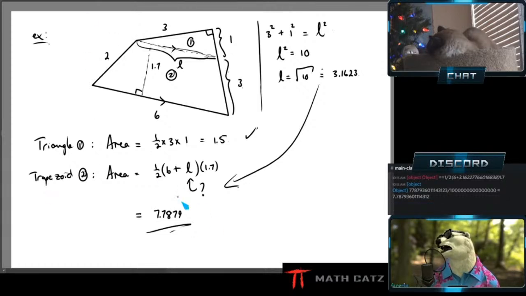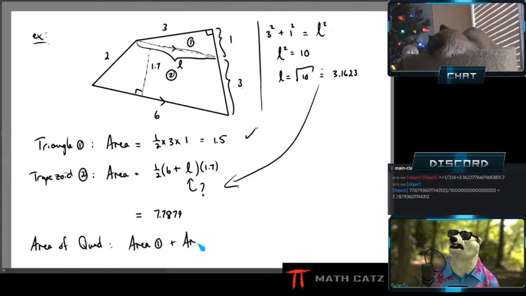Now that my line here was a little premature, wasn't it? Yeah, I got a little excited. Sorry. That's the trapezoid here, right? Number 2. The area of the quadrilateral is area 1 plus area 2. I almost made that mistake. It's very easy to stop before you're actually done.